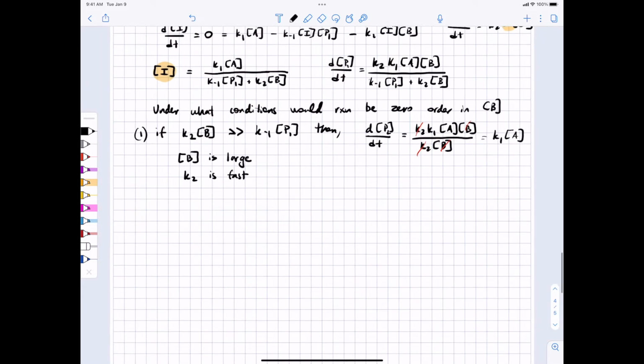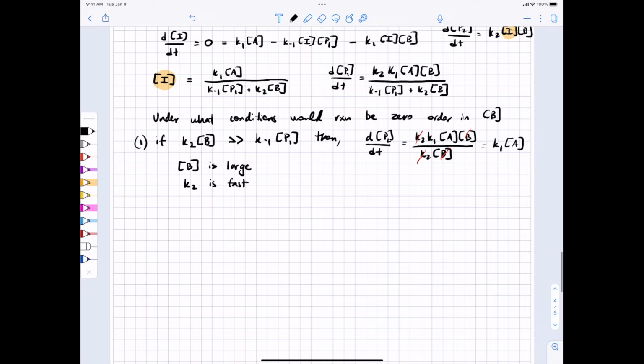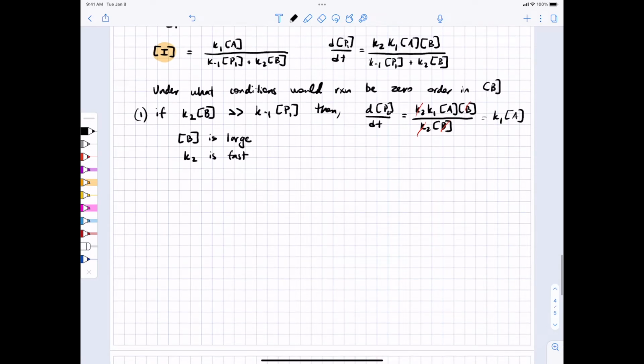Okay, so that's one feature. The reaction is zero order in B as the concentration of B is large, or if k2 is fast. Notice that the reaction is always first order in A. What about this product term in the denominator?